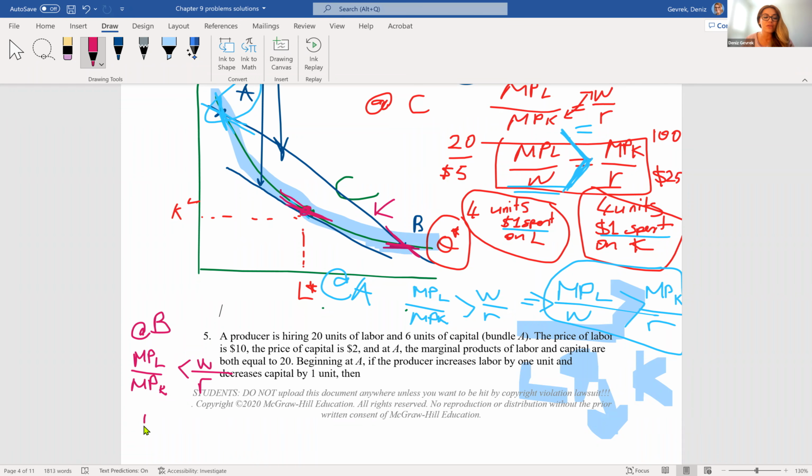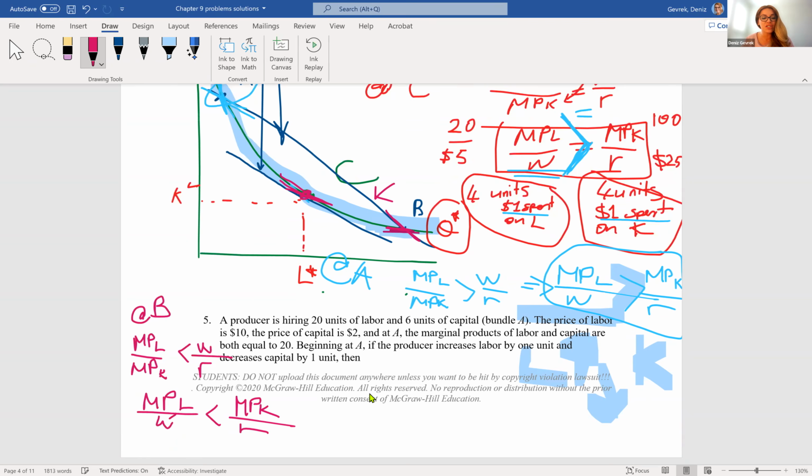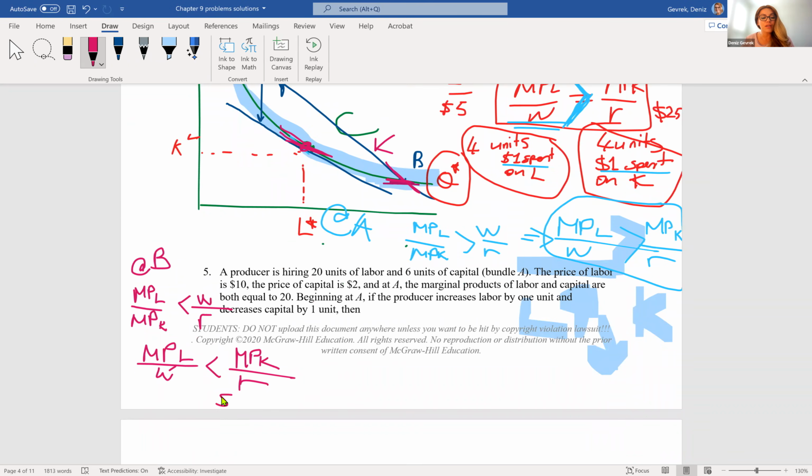So in this case, again, rearranging, marginal product of labor divided by wage rate is less than marginal product of capital divided by rental rate. In English translation, I spent $1 on capital and it gave me more output than when I spend $1 on labor. So why should I spend more money on labor? So I have to hire more capital in this case.